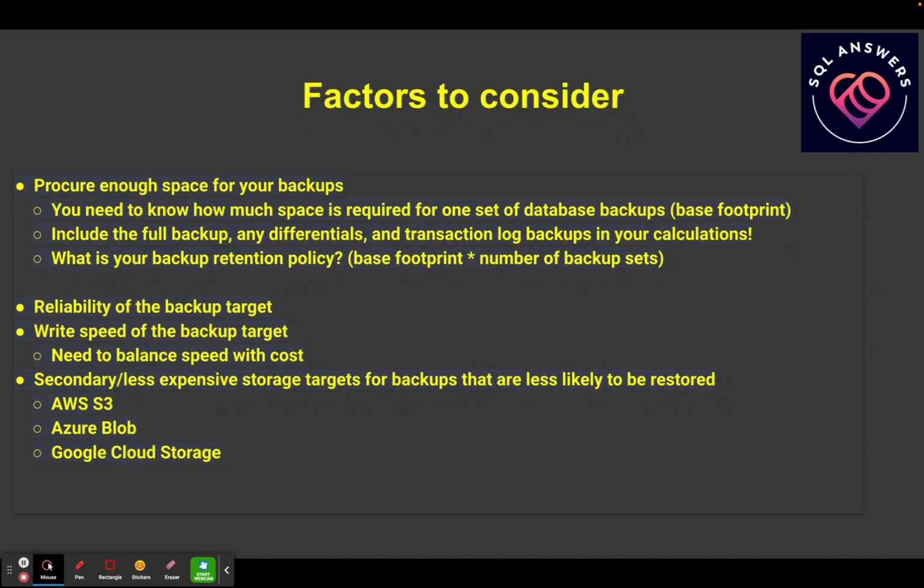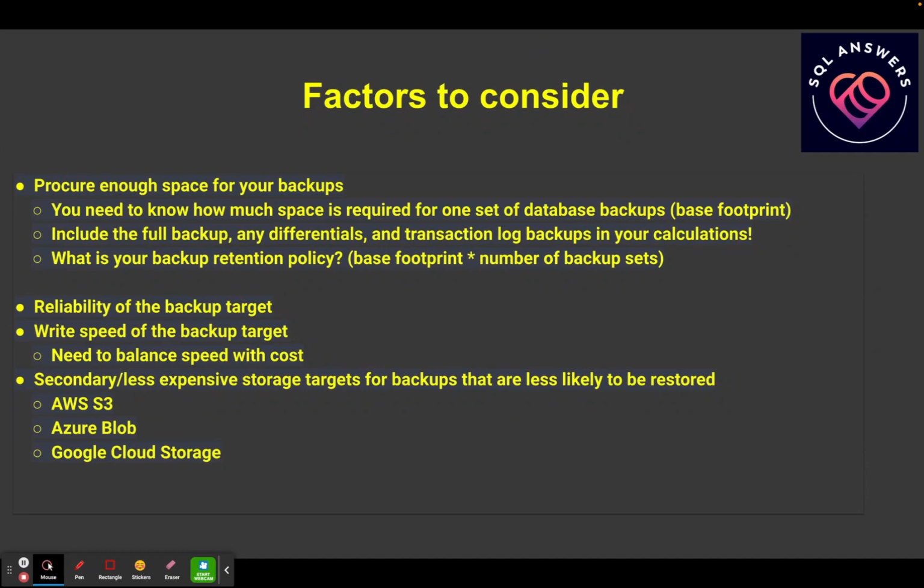Then you have to look at your backup retention policy. Let's say that we have that week rotation that I just mentioned, and you have a retention policy of 4 weeks. So you need 4 times whatever you've just calculated for your disk space procurement for your backups. Another thing you need to consider is reliability of the backup target. You don't want to be backing up to a target that's going down or has intermittent failures or anything like that. That's just going to cause a lot of problems when you're monitoring what's going on with your backups. You might have to rerun things if it's failing on you.